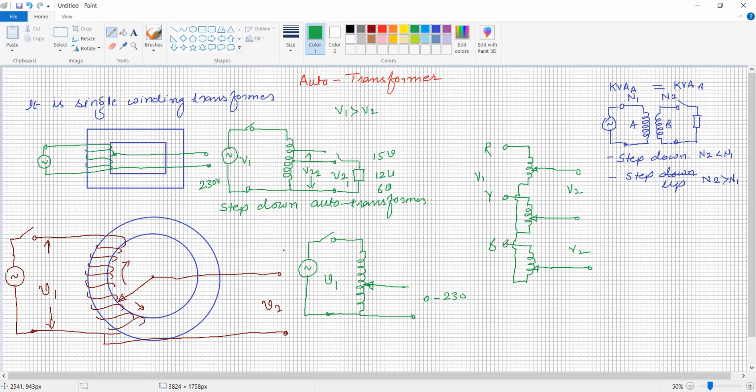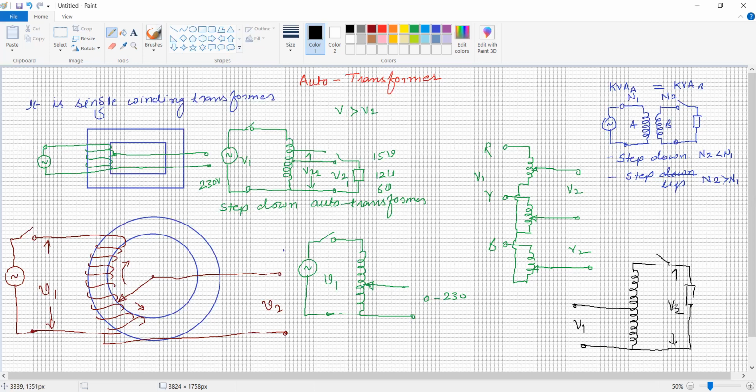Can we go for the step up transformer? Yes, we can go for the step up transformer. In a step up transformer, say this is the winding. The large number of turns is across the load. So this is the load over there, and the source is connected to part of the winding. Say this is voltage V1, and this voltage is V2.